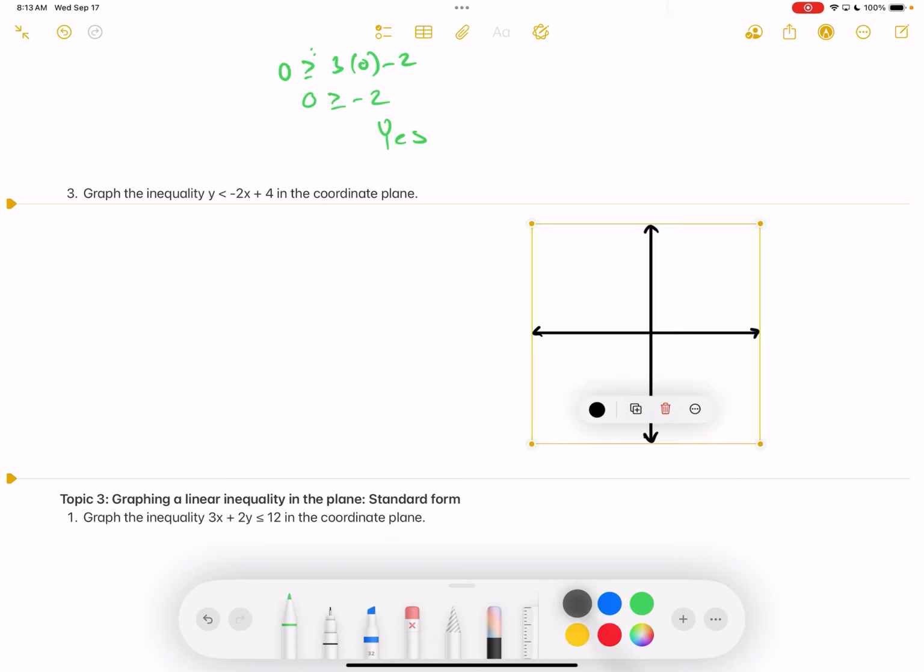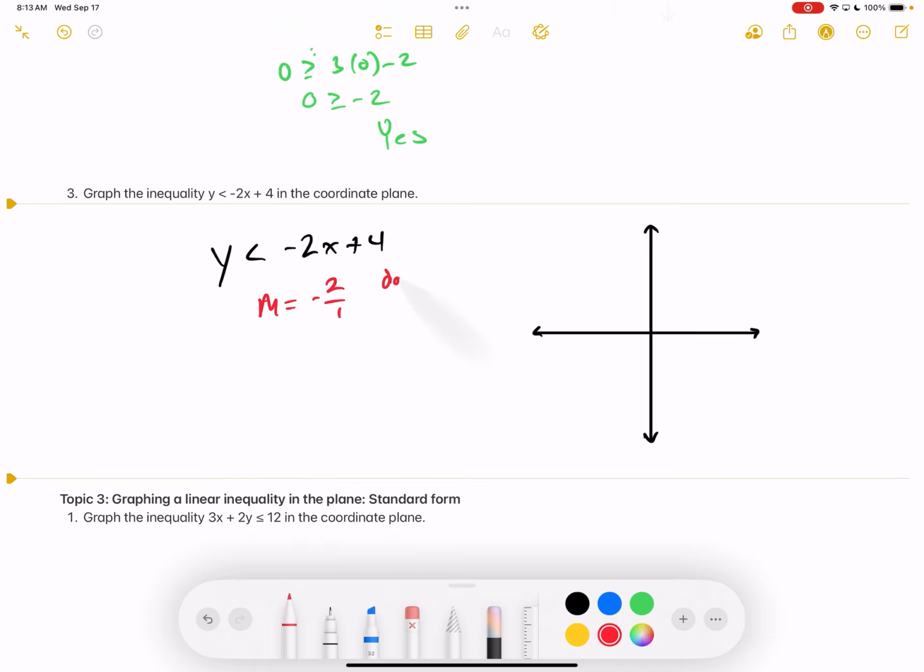Kind of the same one on this thing. This one, y is less than negative 2x plus 4. So my slope is negative 2 over 1, which would be down 2 to the right 1. And my y-intercept is 4. So I start at 1, 2, 3, 4. And I go down 2 to the right 1. Down 2 to the right 1. This one is going to be a dashed line because it's just less than.